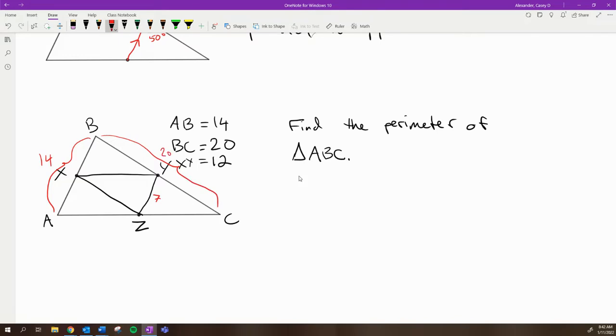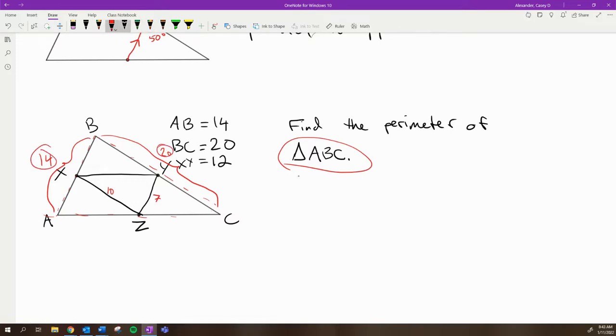And that also means then that XZ would be 10 units. Now, ultimately, we're supposed to find the perimeter of triangle ABC. Well, that's this entire triangle here. And let's see here. I already know that this is 14 and this is 20. I just need to know the length of AC.